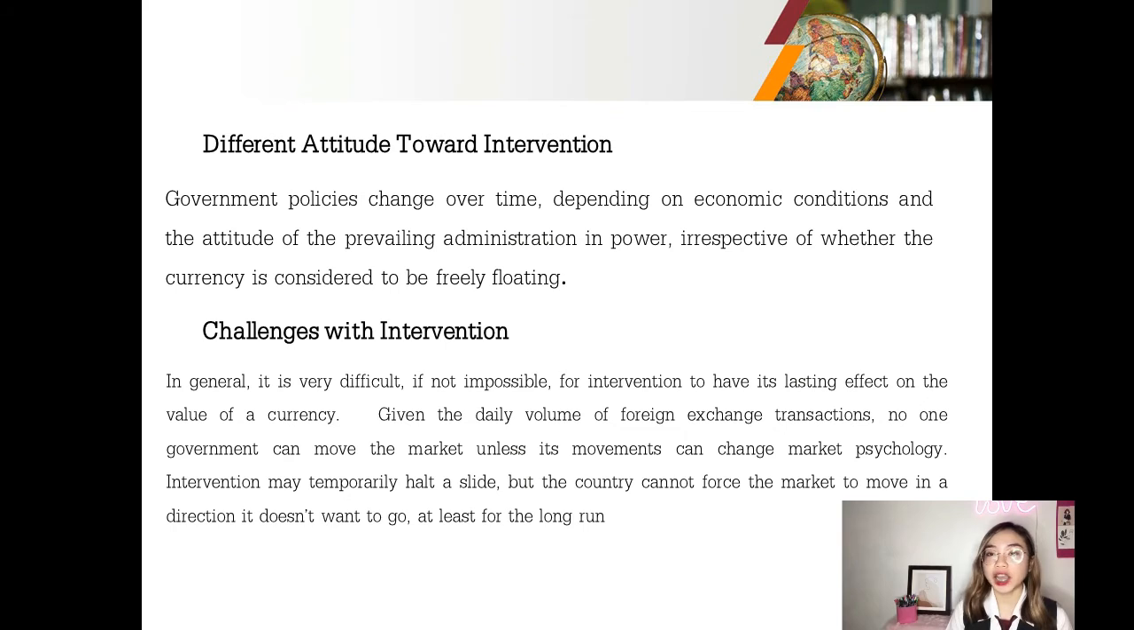So next one is the challenges with intervention. In general, it is very difficult, if not impossible, for intervention to have its lasting effect in the value of a currency, given the daily volume of foreign exchange transactions. No one government can move the market unless its movements can change market psychology. So meaning to say, hindi natin malalaman or hindi natin mahulaan kung gaano ba karami ang volume ng transaction or ang volume ng exchange foreign transaction ang mangyayari over a period of time. So yun yung isa sa factor na pwedeng mag-arise na challenges with intervention.